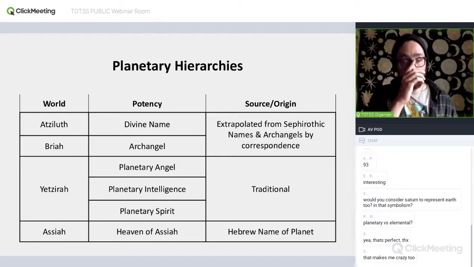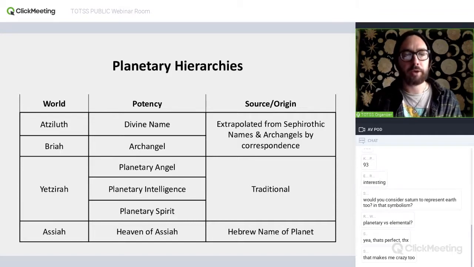First, the hierarchies for each of the planets. So the Atziluthic and Briatic hierarchies: the potency corresponding with the Atziluthic world is the divine name. We talked about this in the Sephiroth series that I did. I talked about some of the logic of this, why the divine name corresponds with the world of Atziluth and what Atziluth represents, why archangels are associated with Briah and what that represents. So if you want more on that, you can check out that class series. Right, so the divine name and the archangel associated with the worlds of Atziluth and Briah.